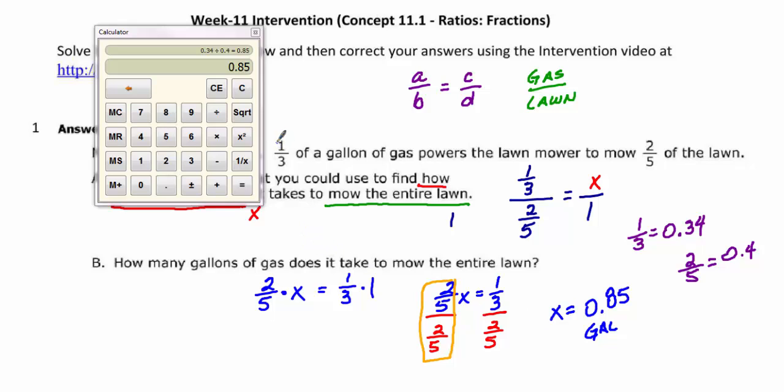And that makes sense because 1/3 mowed 2/5, 1/3 mowed just a little less than a half. So you can figure that it's not going to take a full gallon to mow the whole thing. All right, so that's your work. That's your answer right there. Why don't you pause if you need to rework the problem at the bottom, and then flip to it, and we'll discuss it as well.